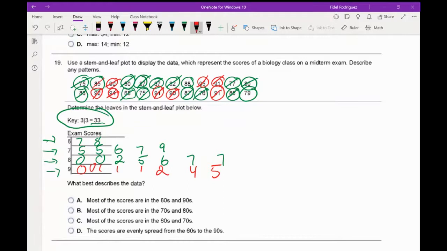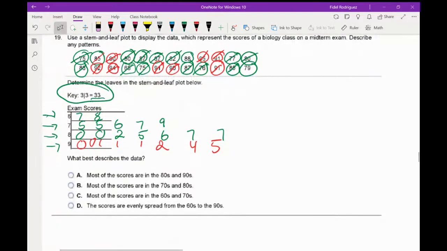Now the next question says, which best describes the data? Choice A says most of the scores are in the 80s and 90s. Choice B says most of the scores are in the 70s and 80s. Choice C says most of the scores are in the 60s and 70s. And choice D says the scores are evenly spread from the 60s to the 90s. What choice do you think best represents what we have here? A, B, C, or D?